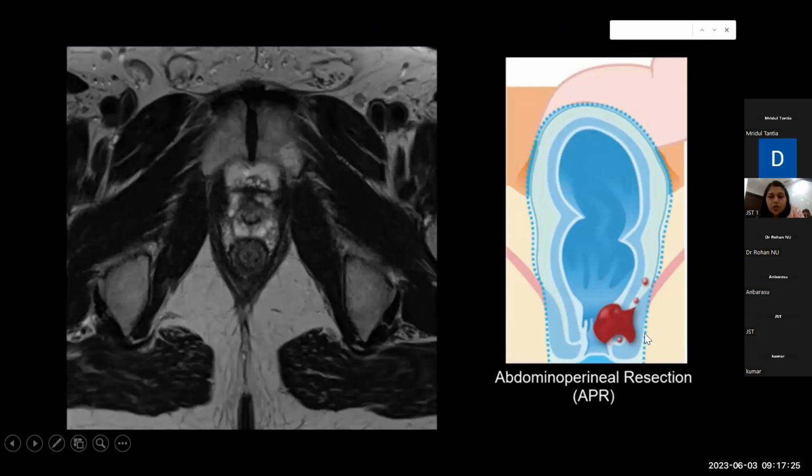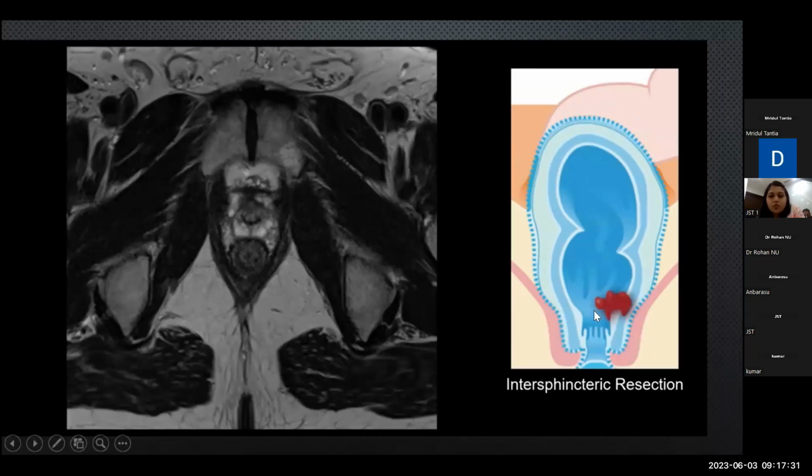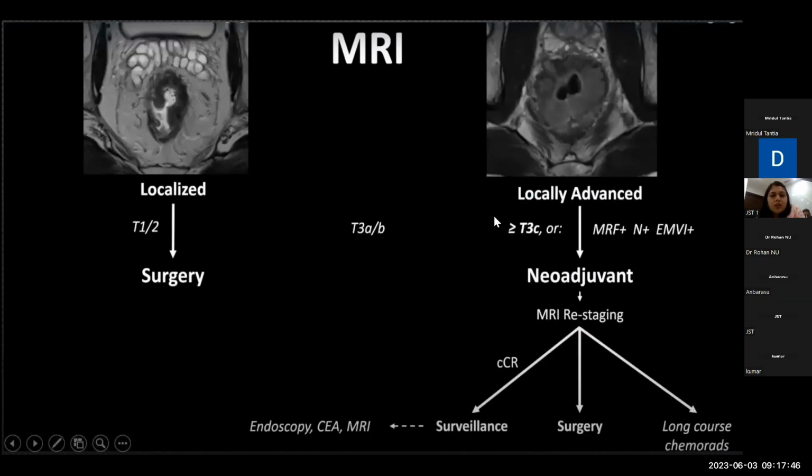APR consists of removal of the external sphincter. Thus, the patient will go for a permanent colostomy. We can do an intersphincteric resection. This other approach needs to be clearly delineated and specified on MRI, as it helps preserve the external sphincter, which is a voluntary muscle.